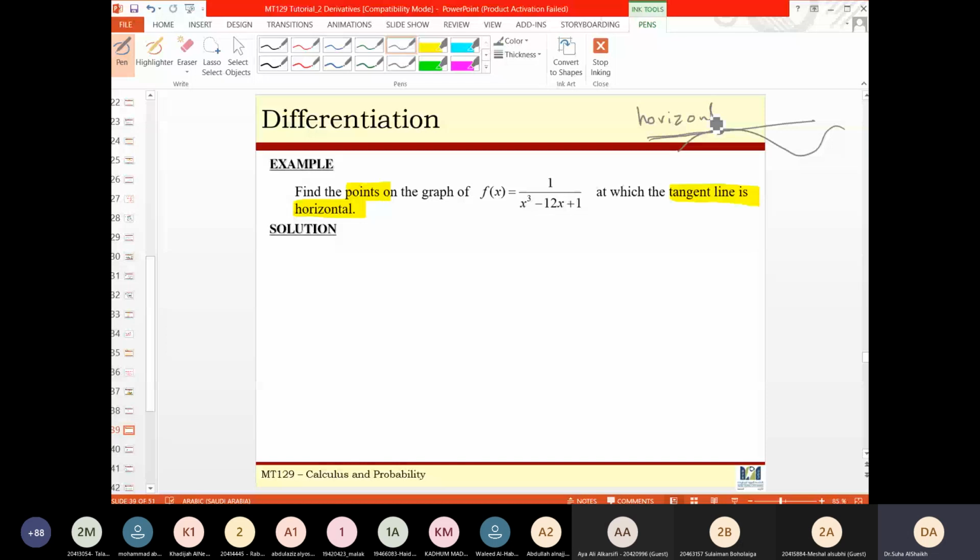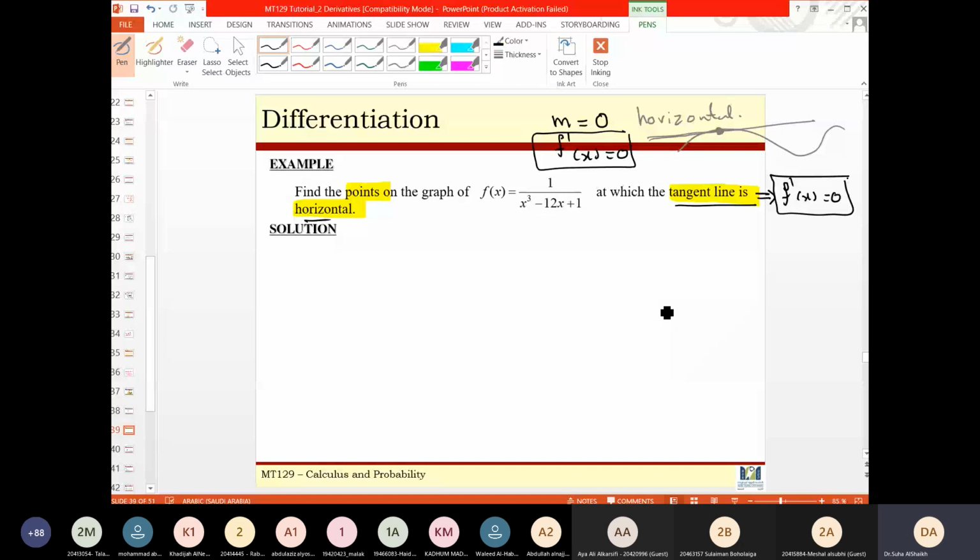When it is horizontal, this means that m is equal to 0. That's correct. What does m equal to 0 mean? It means when f dash equals 0. So in other words, they did not say frankly that I want you to find where the derivative of f equals 0, at what point? They said find me the point on the curve where the tangent line is horizontal. Keep it as a note: tangent line horizontal equals one thing, that f dash of x equals 0. Tangent line horizontal means that f dash equals 0.